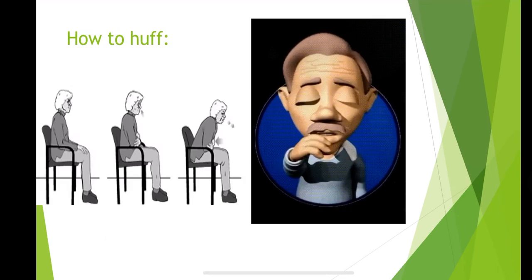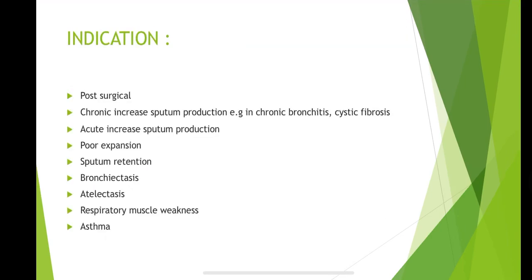Now we see the indications. When do we use this technique? Post-surgical: after surgery, like CABG surgery, we can use this technique. Second is chronic increased sputum production in conditions like chronic bronchitis and cystic fibrosis. Third is acute increased sputum production, poor expansion, sputum retention, bronchitis, atelectasis, respiratory muscle weakness and asthma.